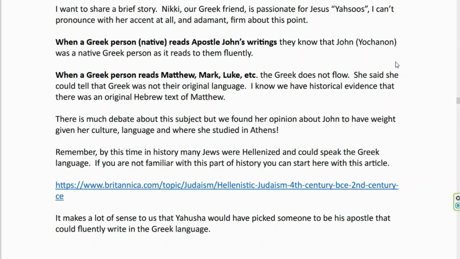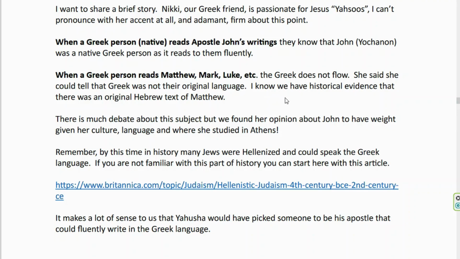When a Greek person who is native reads the Apostle John's writings in the ancient Greek, they know immediately that John, Yochanan, was a native Greek person, as they read it, and it's fluid. She said you could obviously tell the difference between someone who is Greek and that's their natural language and culture, and they just speak fluently. But when the same Greek person reads Matthew, Mark, Luke, the Greek does not flow. She said she could tell that it was not their original language.